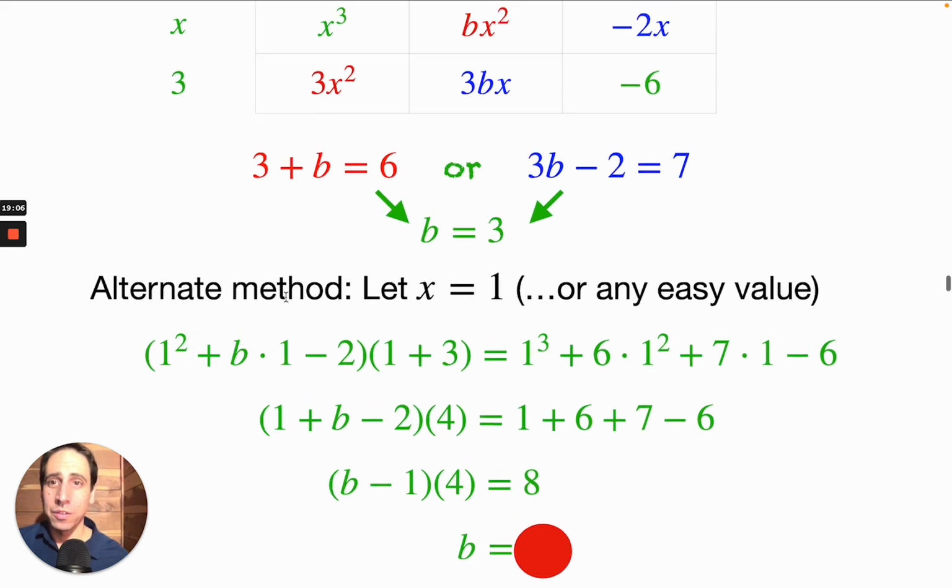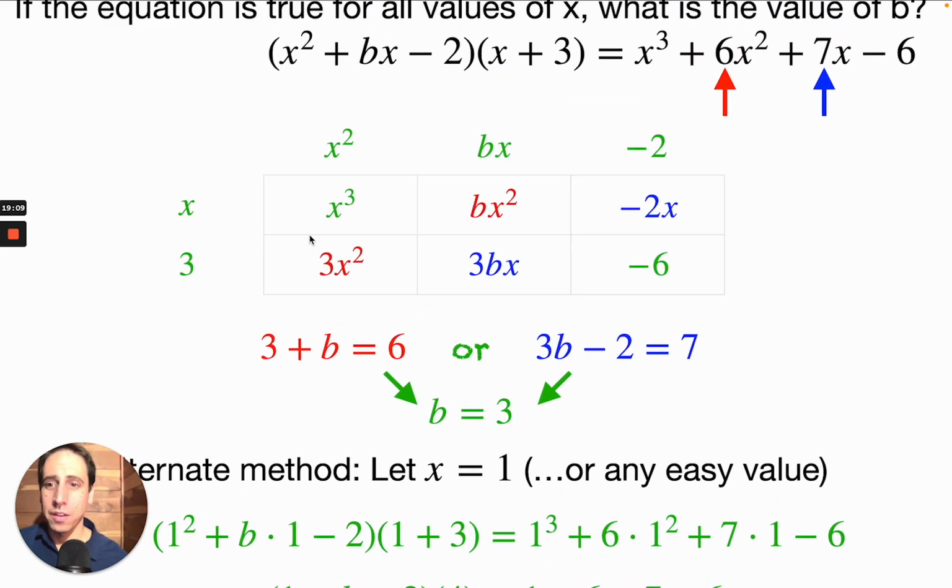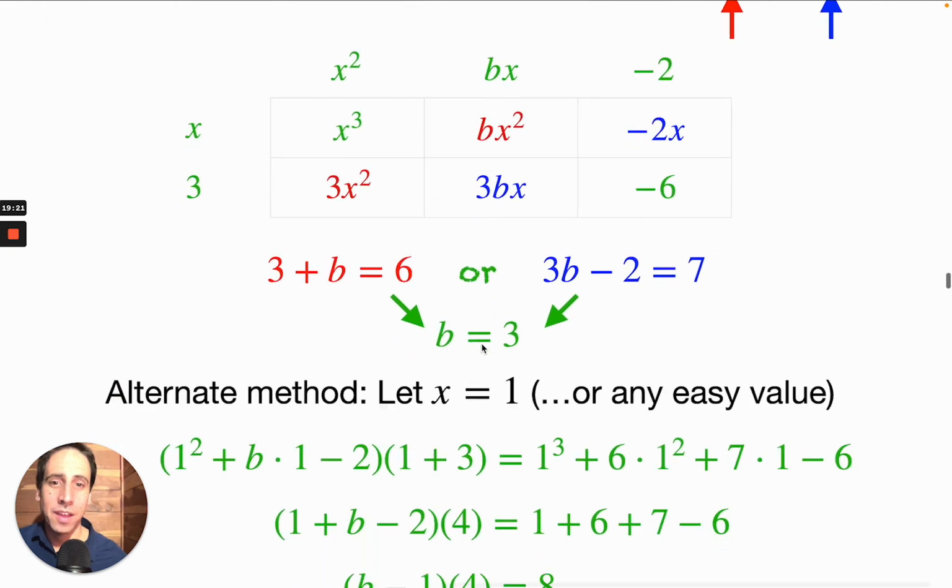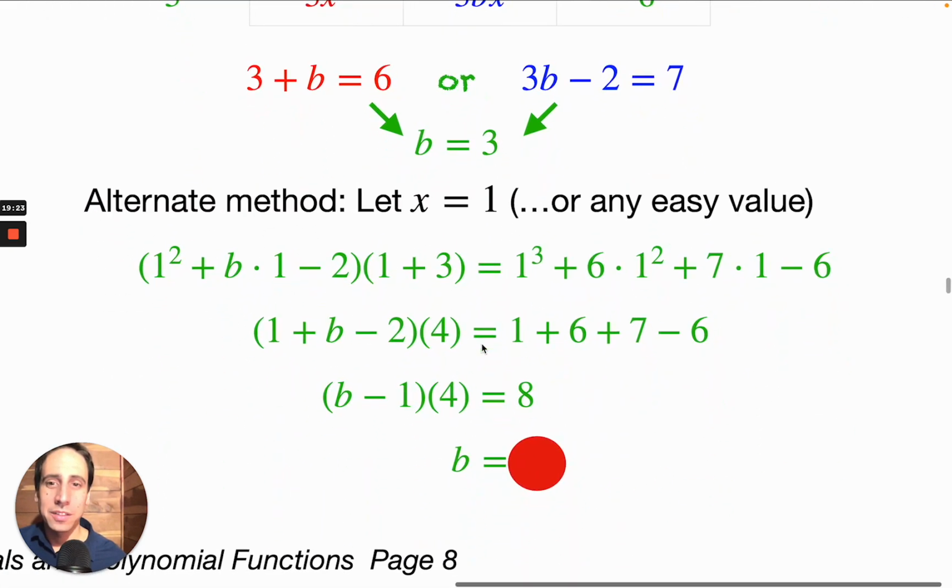So it used to be x squared, and now it's 1 squared. bx, that's b times 1, minus 2. x plus 3, 1 plus 3, equals. I'm substituting x equals 1 into the entire thing, both the left and the right-hand side. And now we've got an equation that has only one variable left in it.